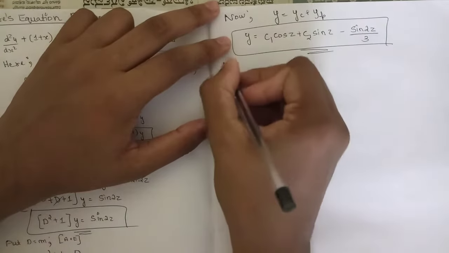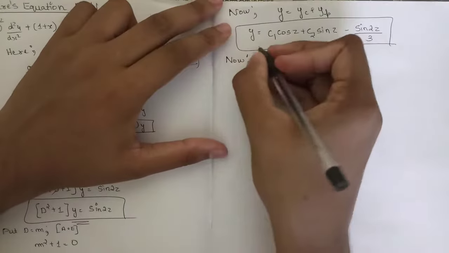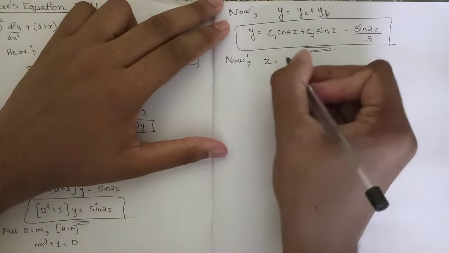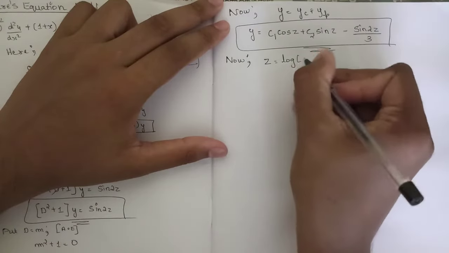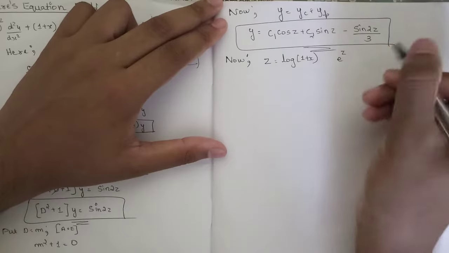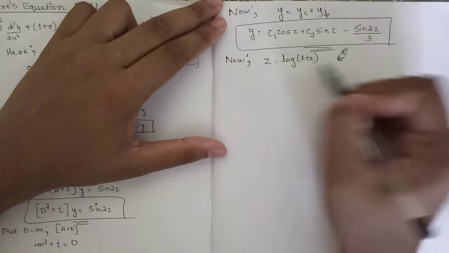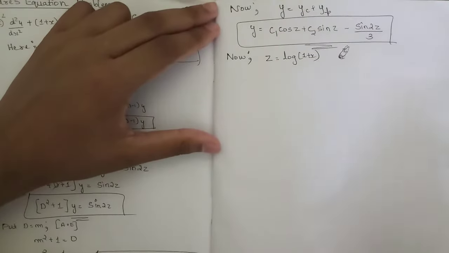Now in this we need to replace a few terms as we did in Cauchy's. This time we need to replace z is equal to log of 1 plus x, not log x. Also in place of e power z, in this there are no e power z terms, so we need to replace only z by log of 1 plus x.